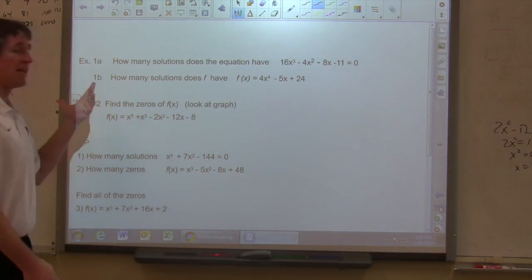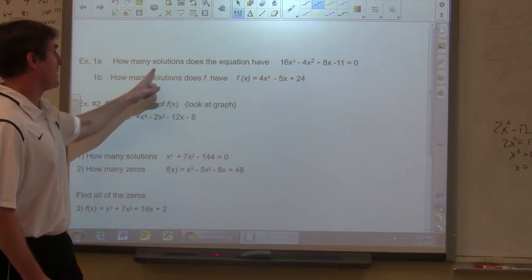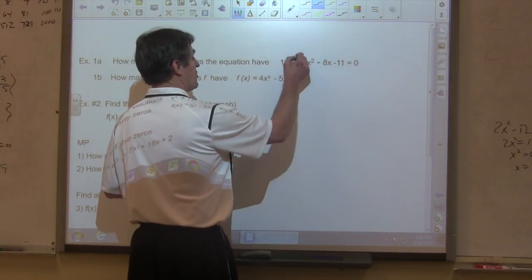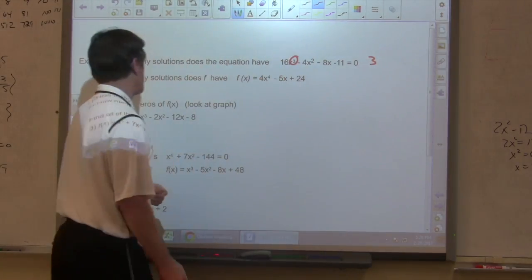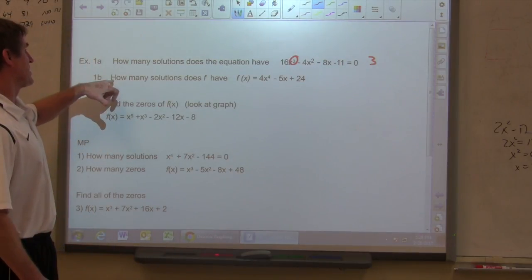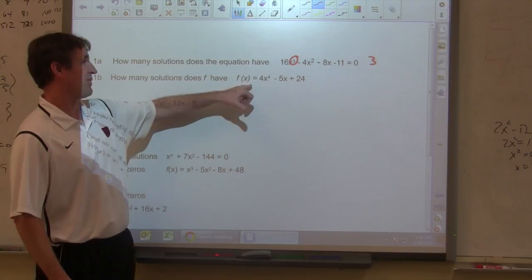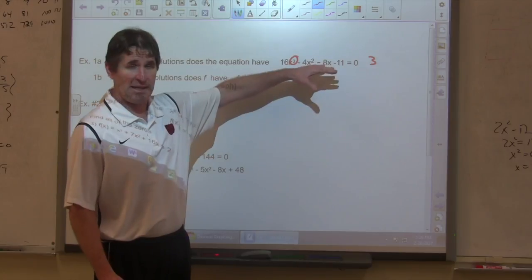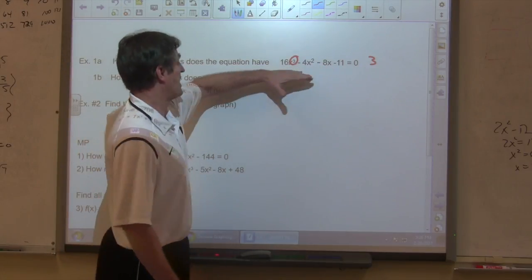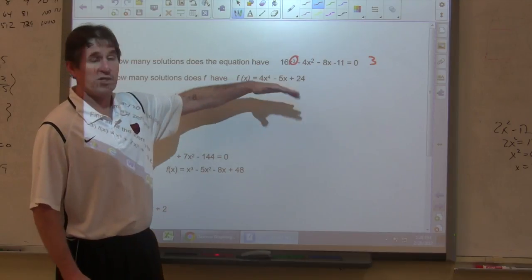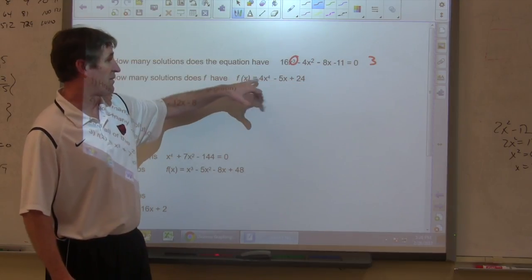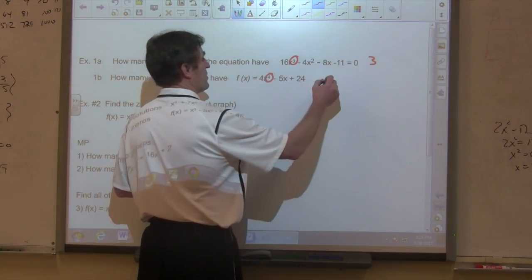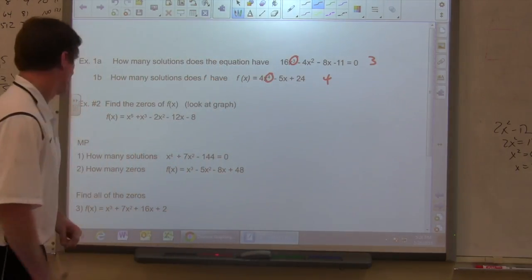So the first thing, really easy, is they're just going to give you questions like this. How many solutions does the equation have? When we look at this, the highest degree is 3, and so there are 3 solutions. Another way they can write this is how many solutions does the function have if f of x equals 4x to the 4th minus 5x plus 24. These mean the same thing, they're just written differently. They say the equation when it's set equal to 0, and if it's a function, we're still just asking how many zeros it has. And again, the highest power is 4, so there are 4 solutions.